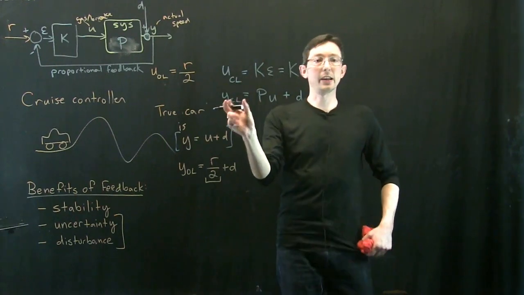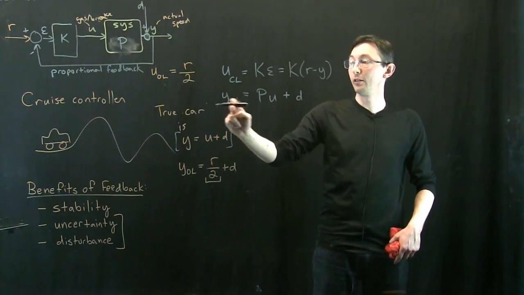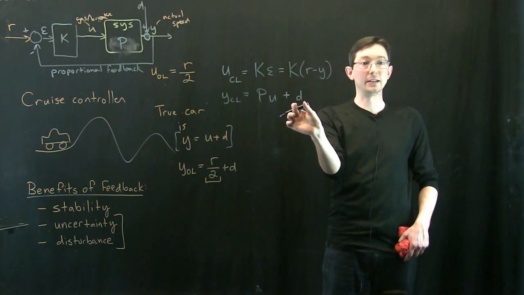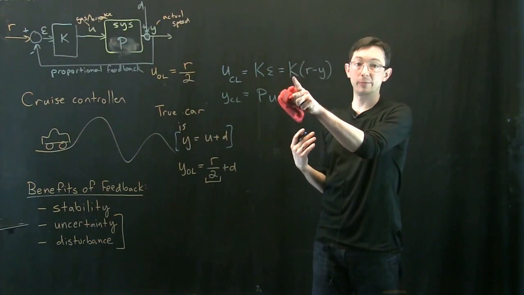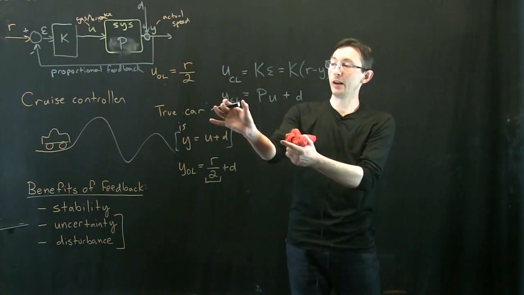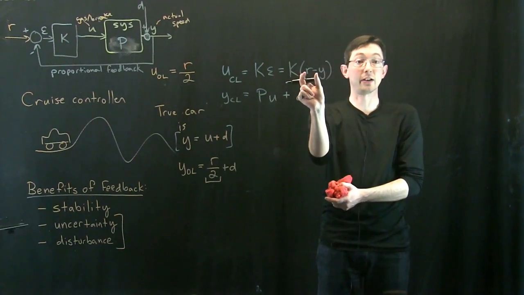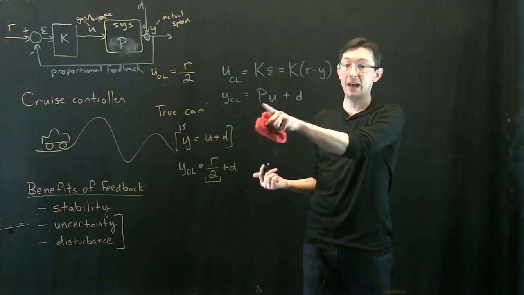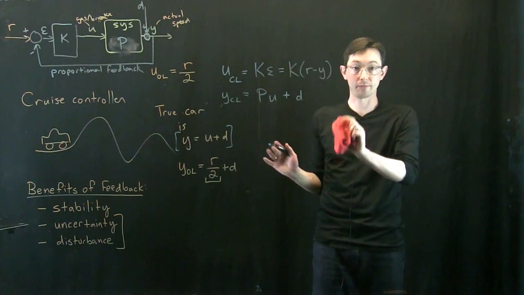Okay, so now the trick is we're going to solve for the y closed loop as a function of r and d, and we're going to see how this proportional feedback brings y closed loop close to the desired reference, even if my model was bad and I have disturbances.